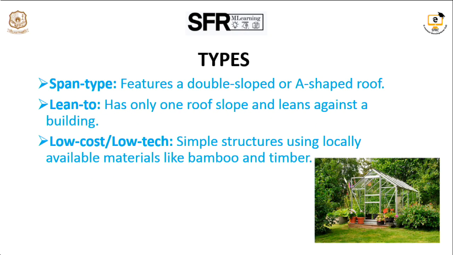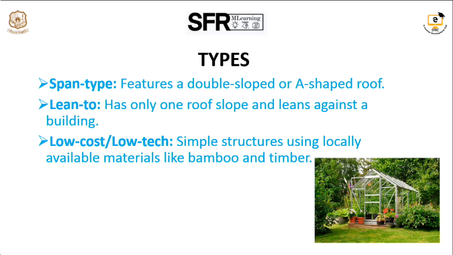So what are the types of greenhouses? One is the span type. Span type features a double-lobed or A-shaped roof. Next one is the lean-to, which has only one roof slab and leans against the buildings. The third one is the low-cost, low-technology method, a simple structure using locally available materials like bamboo and timber. These plant-based materials are used to construct the greenhouses. It is not too much of a cost.